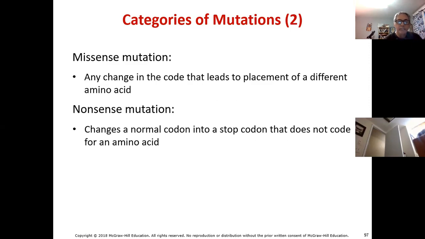A missense mutation is a change in the genetic code that leads to placement of a different amino acid. So that's a bigger change, an actual change in the amino acid. A nonsense mutation is when a normal codon becomes a stop codon. Stop codons, remember, do not code for an amino acid. It would also result in the truncation of a protein.